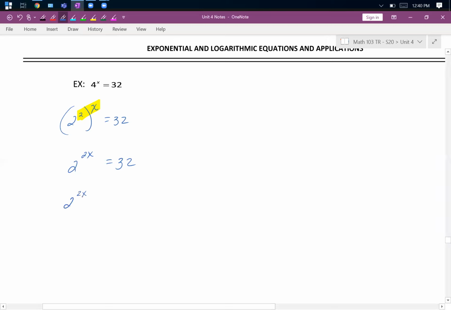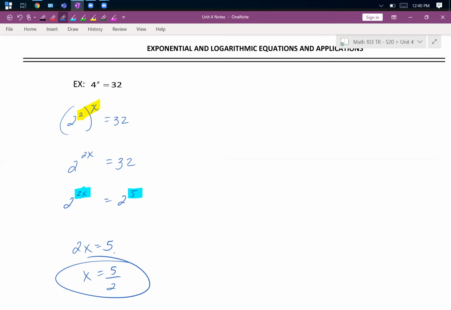So now we have 2 to the 2x equals 2 to the 5th, and by our one-to-one property, we can set our exponents equal to each other. And we get x to be equal to 5/2. Questions, anybody? The one-to-one property is nice. You'll see when we do the other ones, it's way quicker if the one-to-one property can be used. So I strongly encourage you to look for that every single time.